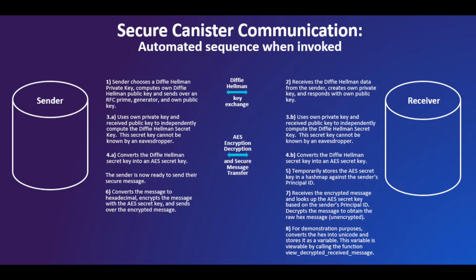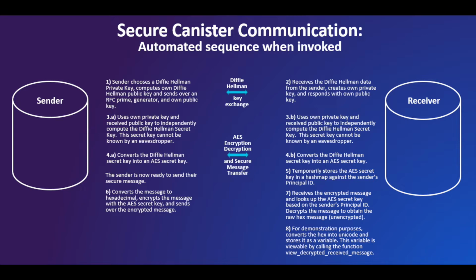The receiver receives this data, creates his own private key, and sends his public key back, saying, "Hey, look, this is my public key." Together, the sender and the receiver, because they each have their own private key and the other person's public key, are able to compute the Diffie-Hellman secret key. That's how Diffie-Hellman works. No eavesdropper can deduce the secret key, whereas the sender and the receiver individually can.